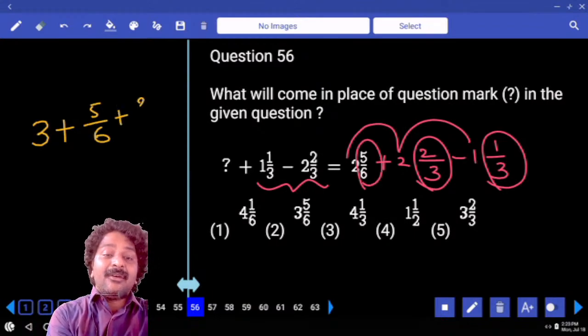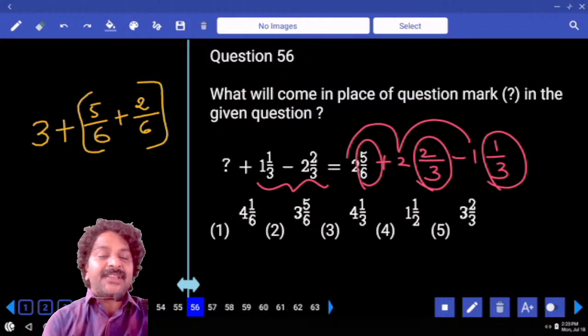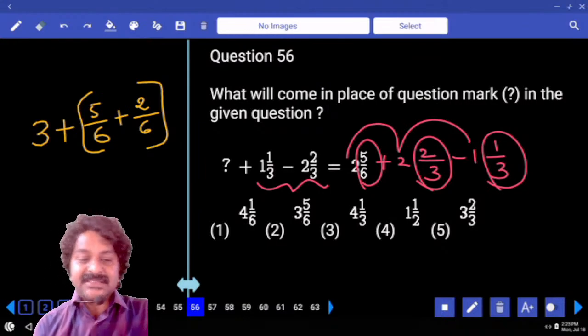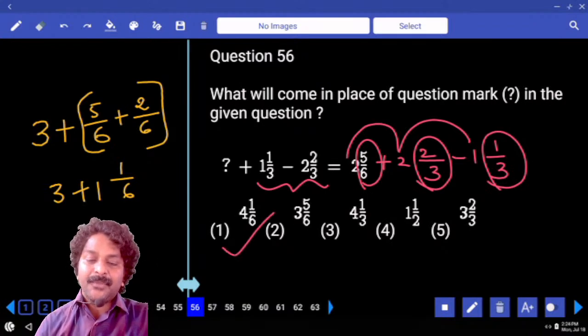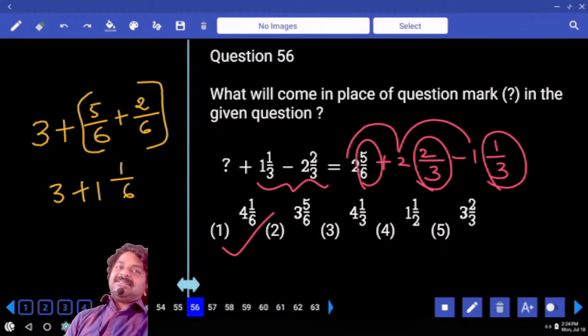5 by 6 plus 1 by 3, which can be written as 2 by 6 also. Then what is this fraction? 7 by 6 can be written as 1 and 1 by 6. Already 3 plus we have, correct? So the answer is 4 1 by 6.